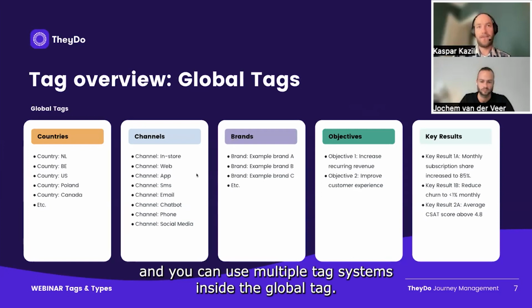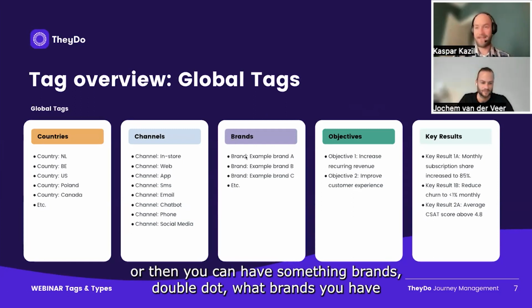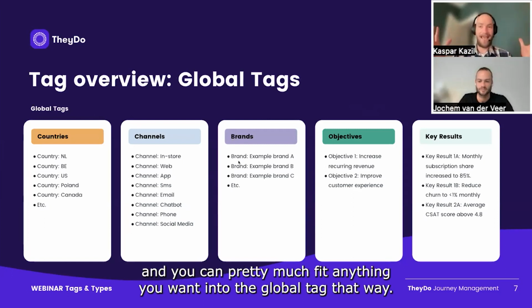And you can use multiple tag systems inside the global tags, so to say, by just using channel, double dot, what channel it is, or you can have brand, double dot, what brands you have. And you can pretty much fit anything you want into the global tags that way.